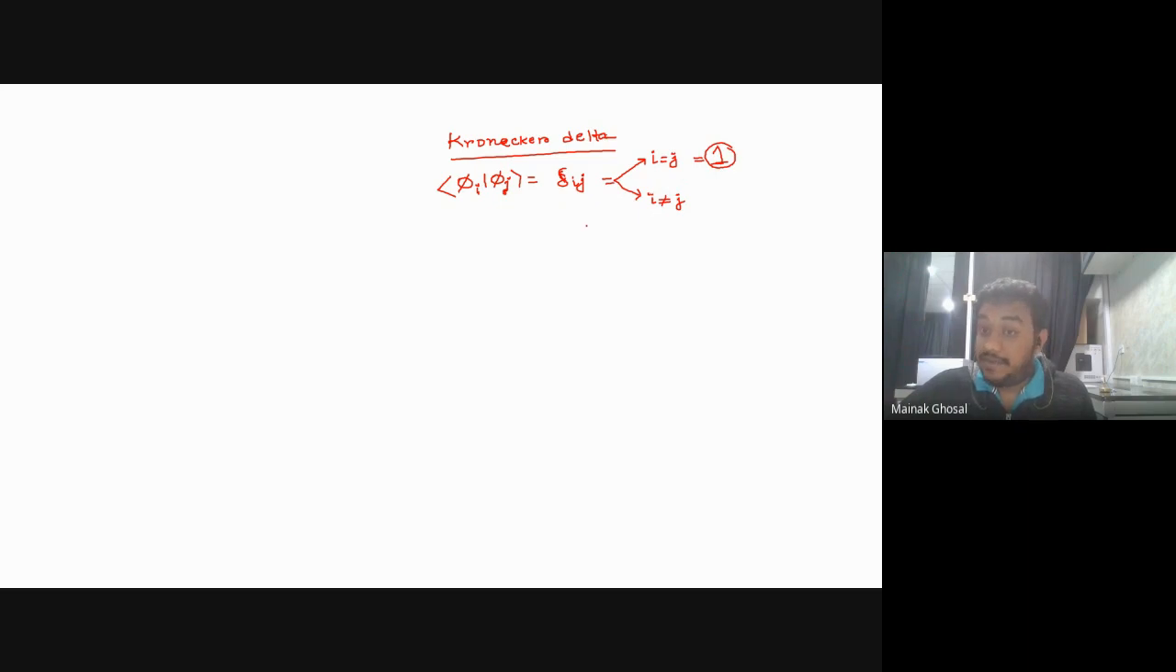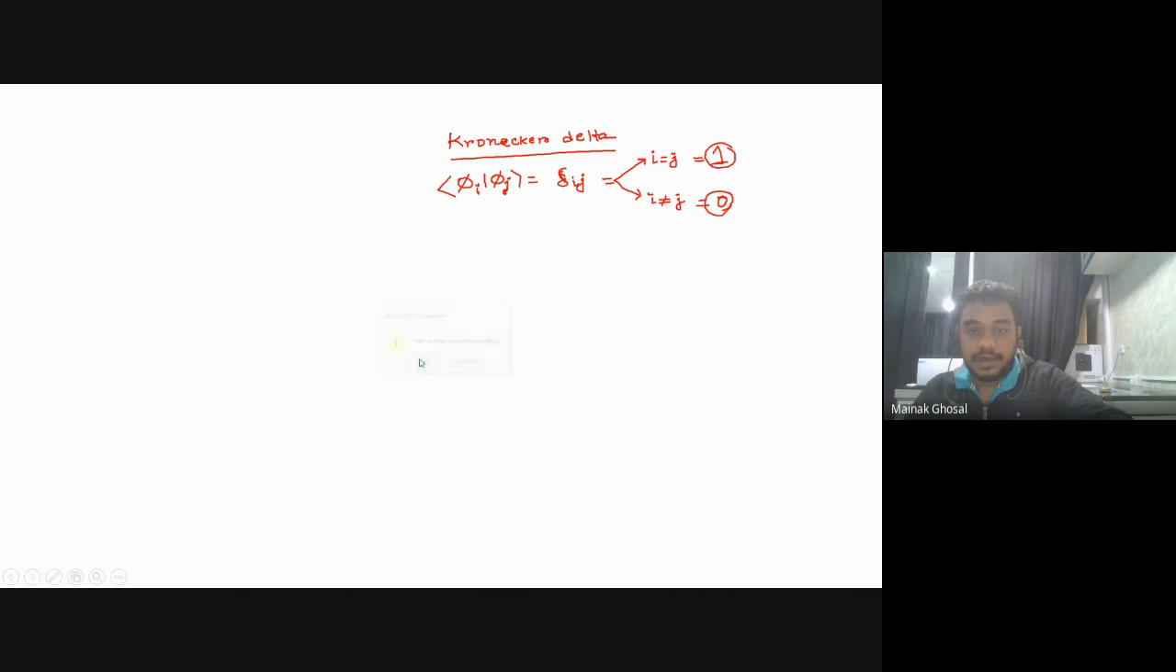And if i is not equal to j, then this will follow the orthogonality condition. Under orthogonality, these two wave functions give 0. So either they will be equal or they will not be equal. If they are equal, they follow the normalization condition. If they are not equal, they follow the orthogonality condition. Okay. So you can understand what the Kronecker delta is? Can you understand? Okay. Yes. So it will have two values, either 1 or 0.